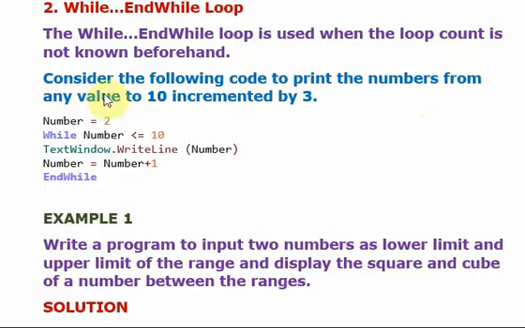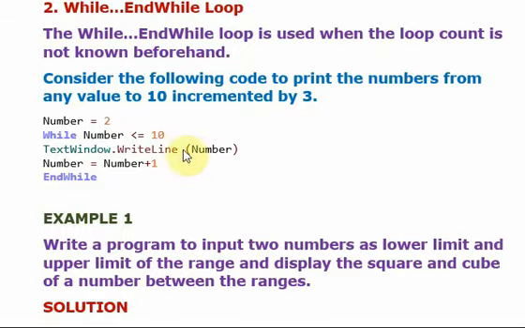Now here, numbers from any value to 10. Here we are making number equal to 2, and that value will be taken here and compared: less than or equal to 10, because we need to go up to 10. So, in the text window, write the line number is equal to number plus 1. Now see, we need to make sure of this, it won't automatically increment like in for loop, right?